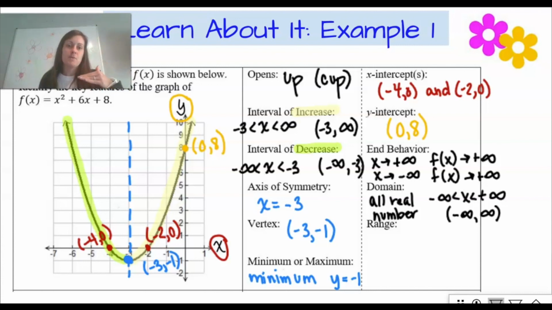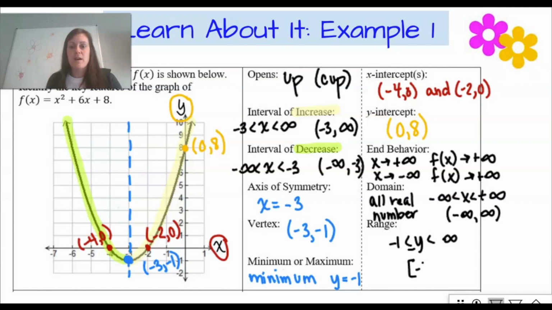So I'm looking at what's happening from the bottommost part of my graph, or the minimum, all the way as far up as I can go. So I'm going to use y values this time. And in this case, y is greater than or equal to -1, and y is less than positive infinity. That's my inequality notation. And I can also write that using interval notation like this. So at this point, we've identified all of the key features of f of x.